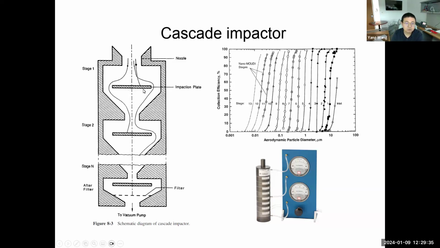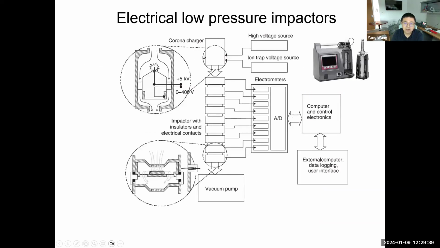So the current will be related to the number concentration of particles. This is a design of the electrical low pressure impactor, or the ELPI. I'm showing a picture of the ELPI that's manufactured by Dekati, right? So you can see basically the ELPI will charge the particles with a corona charger. So particles will carry a certain number of charges.